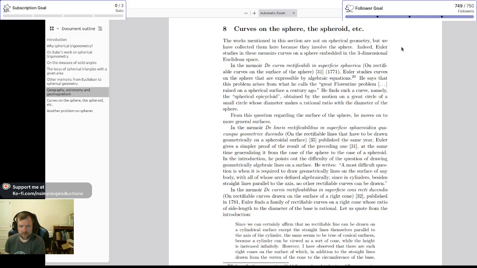In the introduction, he points out the difficulty of the question of drawing geometrically algebraic lines on a surface, writing, "A most difficult question is when it is required to draw geometrically lines on a surface of any body with all of whose arcs defined algebraically, since in cylinders, besides straight lines parallel to the axis, no other rectifiable curves can be drawn."